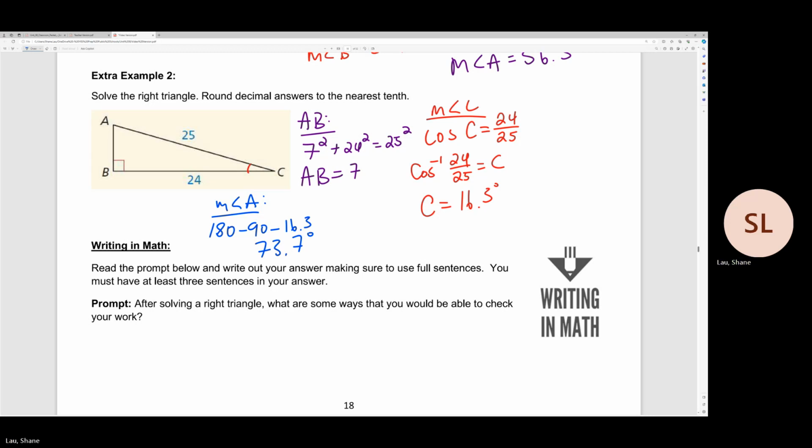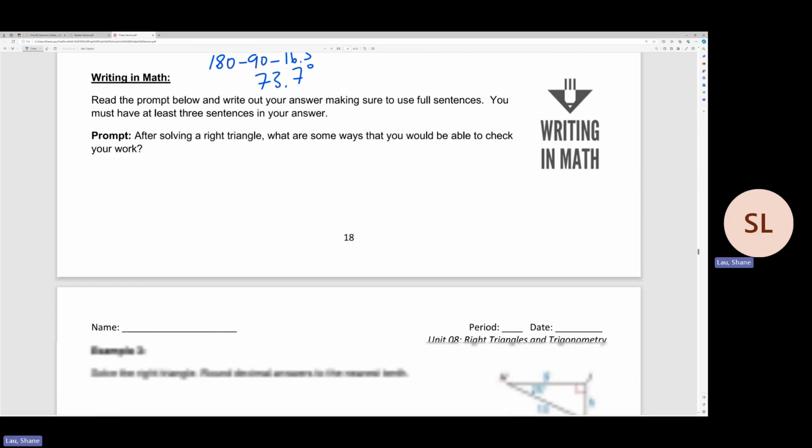Because we have all this, there is a writing and math opportunity, and I'll let you go and try that out on your own. Only because I don't want to go over it right now. I don't have it on my paper, but I think you have it on yours.